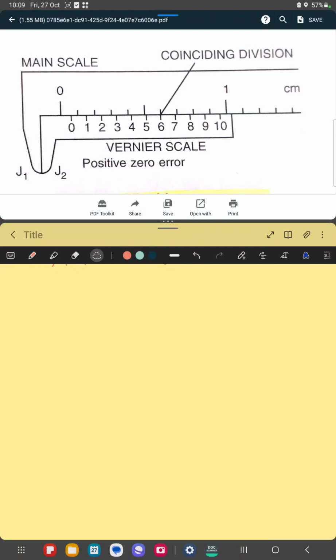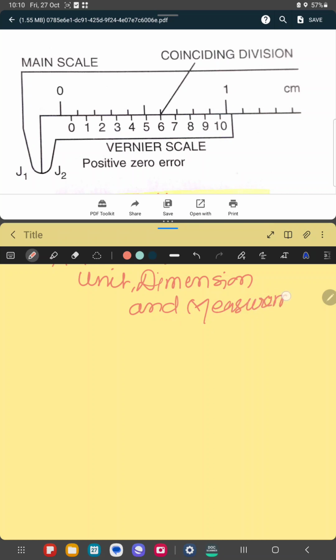And this time around we will start the new unit, and the new unit name is unit, dimension and measurement. This is the new unit we are going to start with.